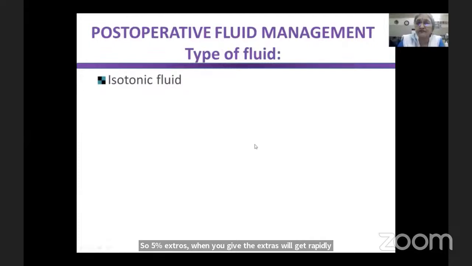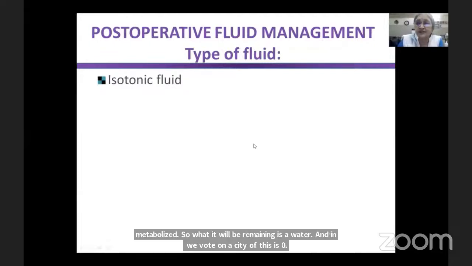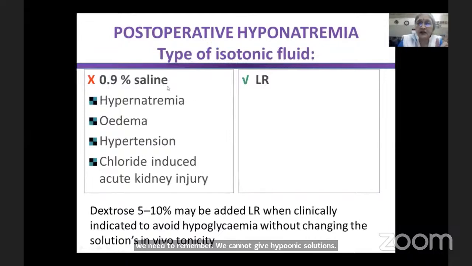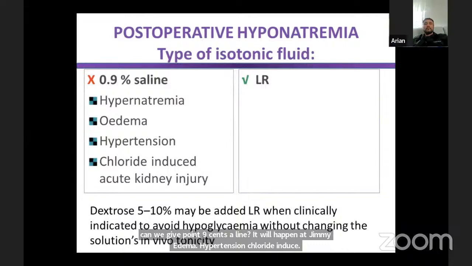So we need to remember, we cannot give hypotonic solutions. We have to give isotonic fluids. Now, can we give 0.9% saline? It will cause hyponatremia, edema, hypertension, chloride-induced acute kidney injury. So we need to give LR. But LR is not containing any glucose. So in the post-operative period, we may need to add dextrose 5 to 10%.